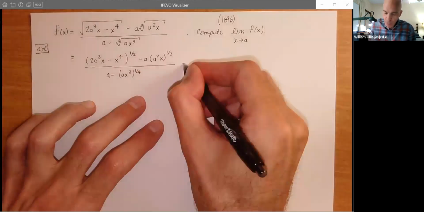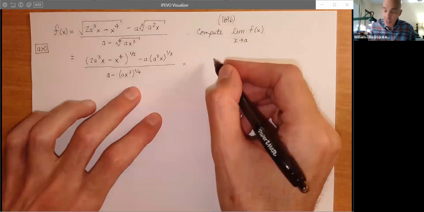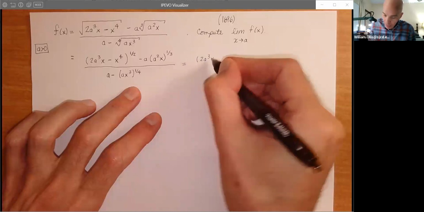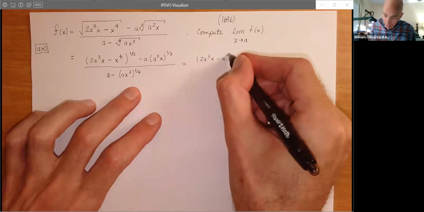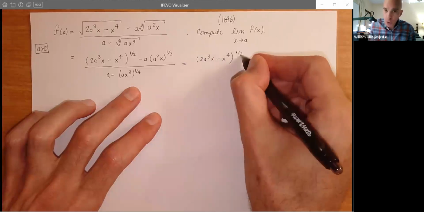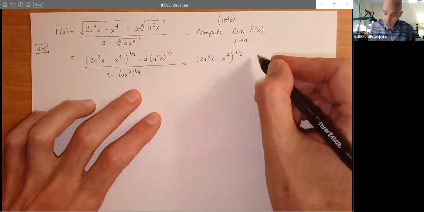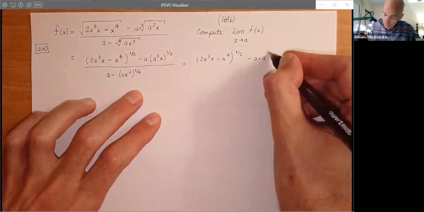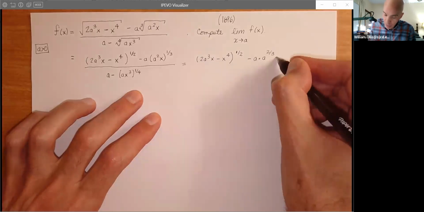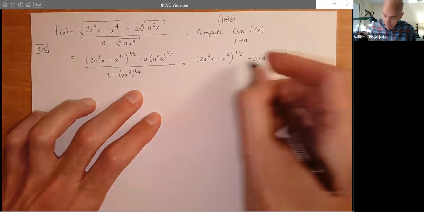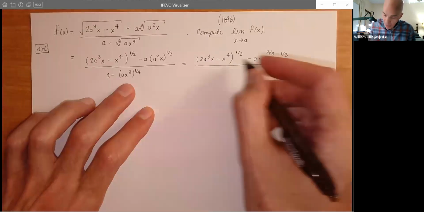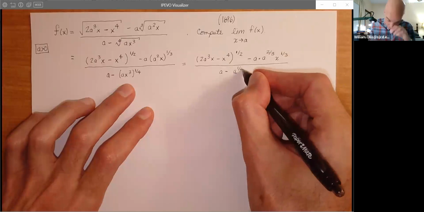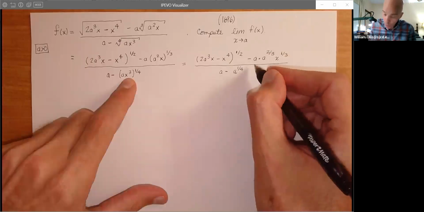Let's use our laws of exponents to make it even more clean because you know a is a constant. So the first one is fine. We get 2a cubed x minus x to the fourth, to the 1/2. So if you're tutoring someone, this would be a good example to practice the laws of exponents. So we get minus a times a to the 2/3 times x to the 1/3. And then downstairs, we're going to get a minus a to the 1/4, and then times x to the 3/4.